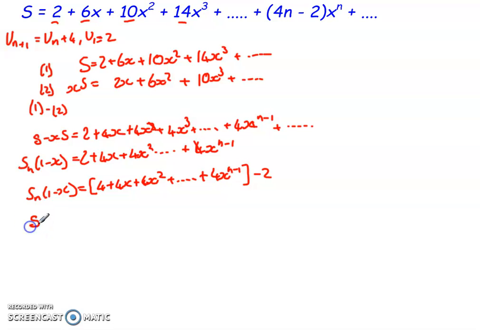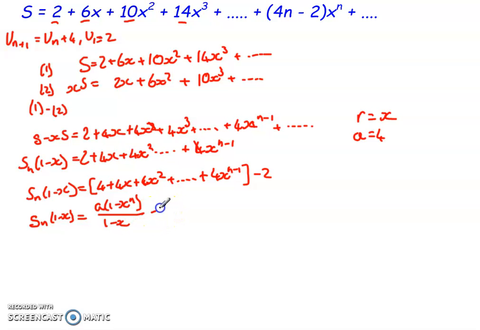So in this case, my S_n bracket 1 minus x is going to equal this here. Well, that's going to take the format of my sum to n terms, which is a bracket 1 minus r to the n over 1 minus r. For this one, my r, my common ratio, is just going to equal x, and my a is going to equal 4. So for this one, it's going to be a bracket 1 minus x to the n over 1 minus x.